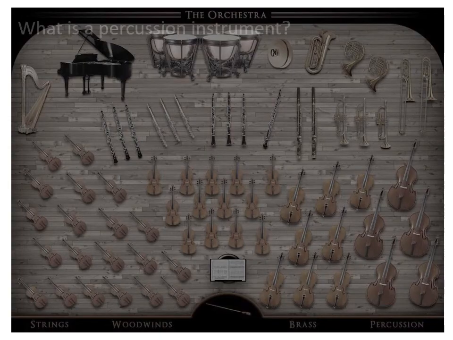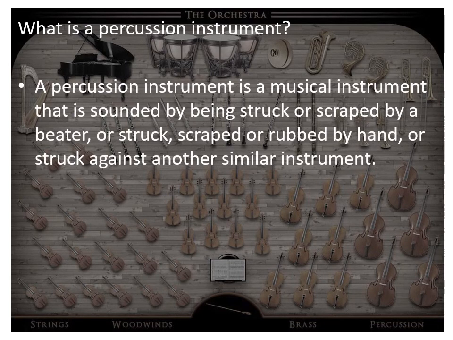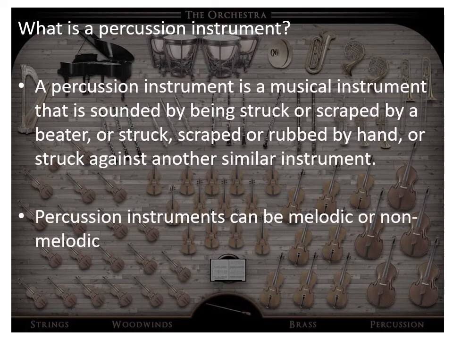So our final section is our percussion section. What exactly is a percussion instrument? A percussion instrument is a musical instrument that is sounded by being struck or scraped by a beater, or struck, scraped or rubbed by a hand, such as a drum, or struck against a similar instrument, which might be like a cymbal. When we play the cymbals, we have two identical instruments that we bang together.